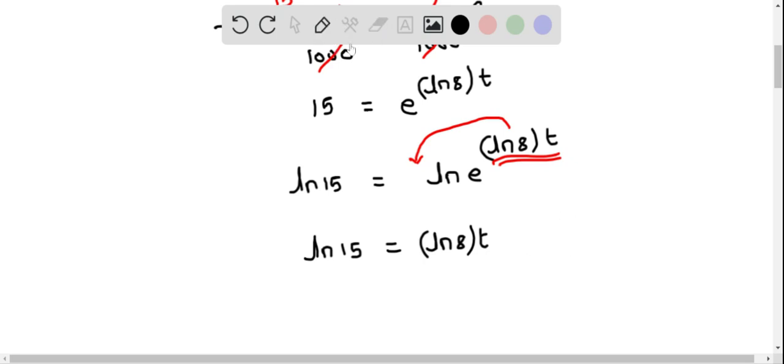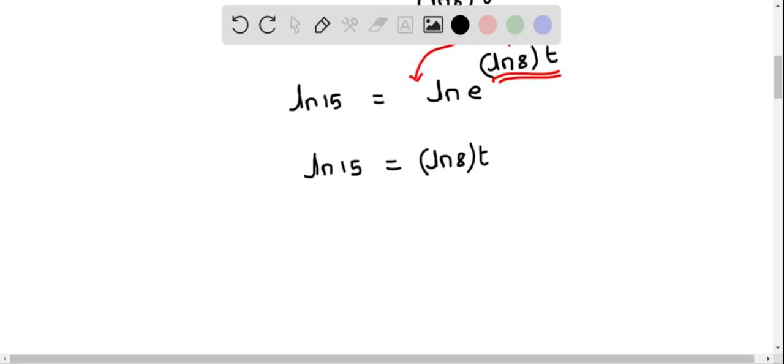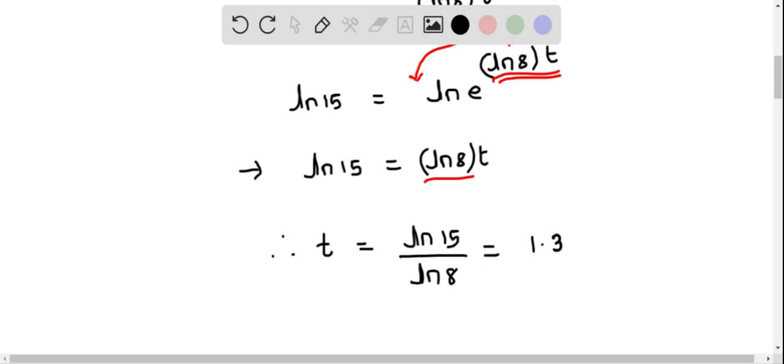So we now have natural logarithm of 15 equals natural logarithm of 8 times t. So to solve for t, we should divide both sides by natural logarithm of 8. And rearranging for t, we get t equals natural logarithm of 15 over natural logarithm of 8. So we can put this expression into the calculator, and when we do that, we get approximately 1.3, and this is rounded to the nearest tenth of an hour.